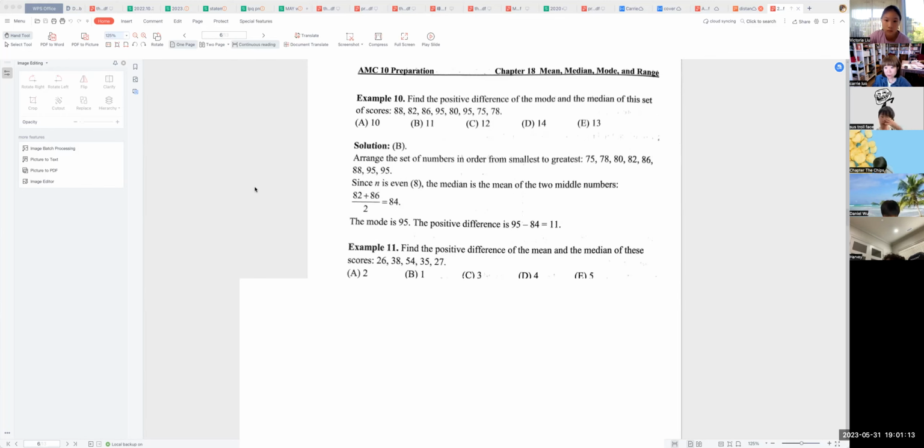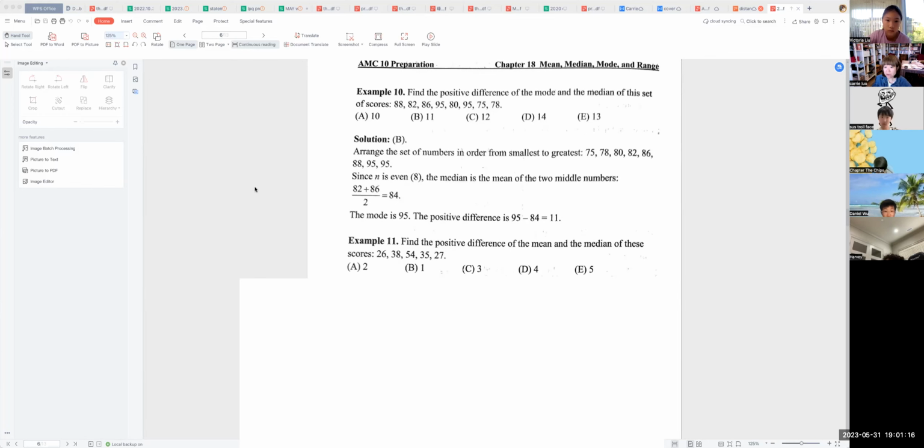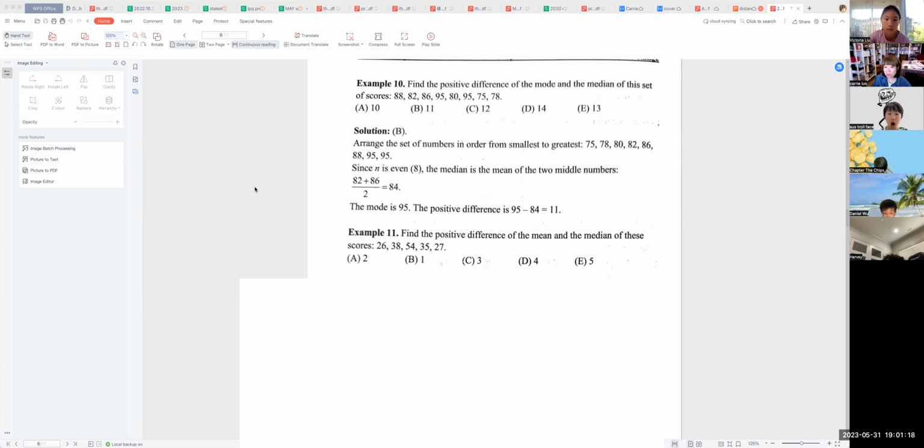Okay, so last one, find the positive difference of the mean and median of these scores. So this time, the good thing is there are altogether 5 of them, okay?